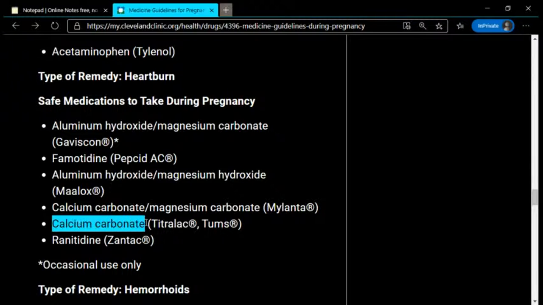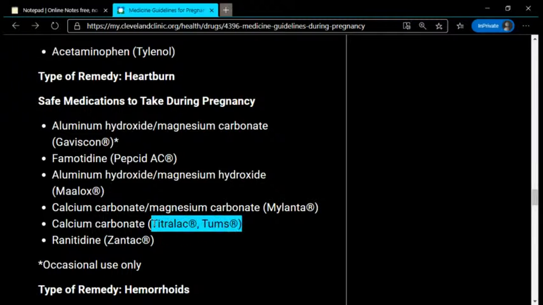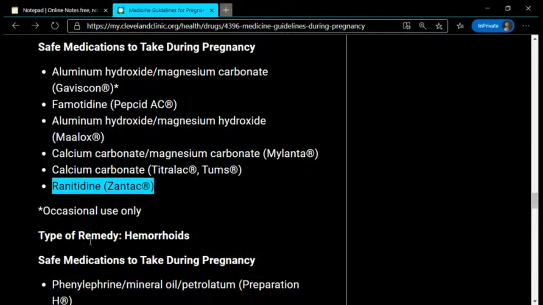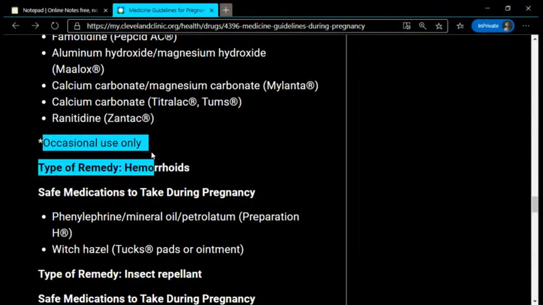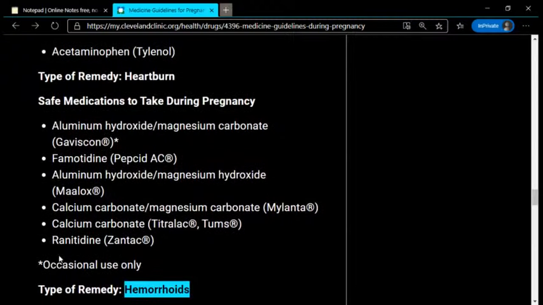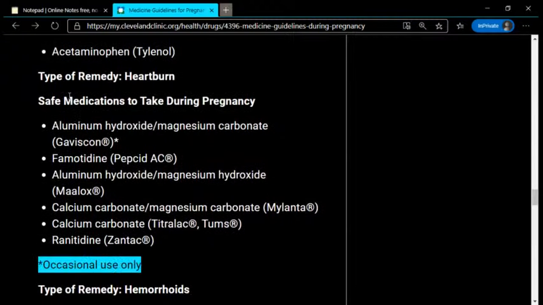Then we have calcium carbonate, Tums, trademark, and the ranitidine, Zantac. For occasional use only type of remedy. So these are all for occasional use.